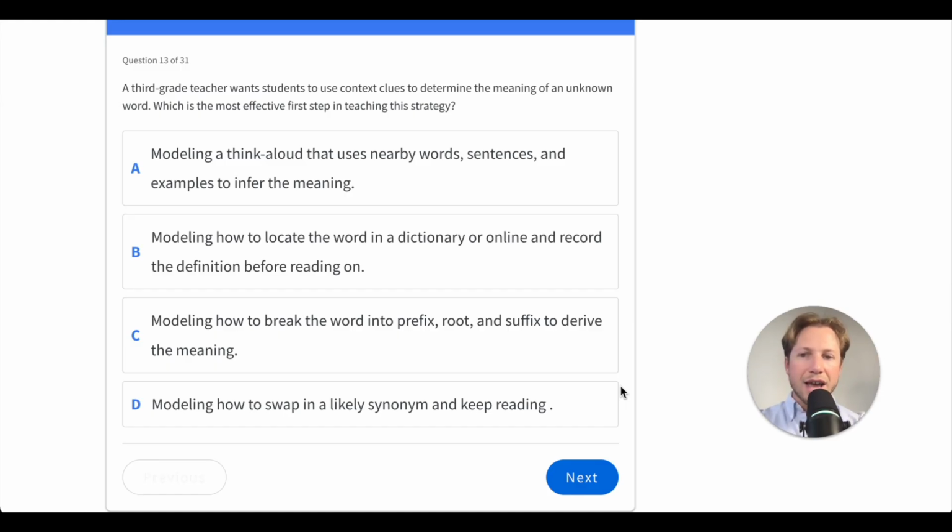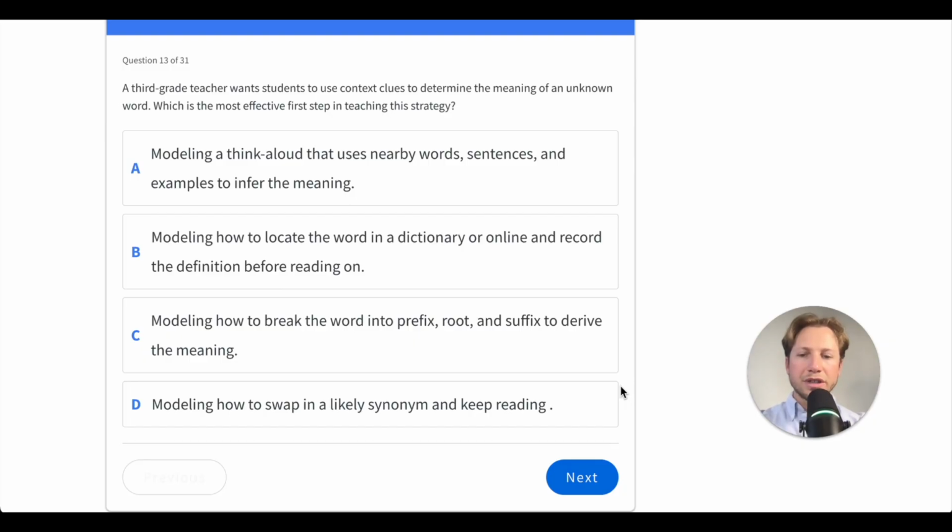This one asks, a third grade teacher wants students to use context clues to determine the meaning of an unknown word. Which is the most effective first step in teaching this strategy? Teaching context clues. All right. So what I'm looking at here is answer option A. This one reads modeling a think aloud.